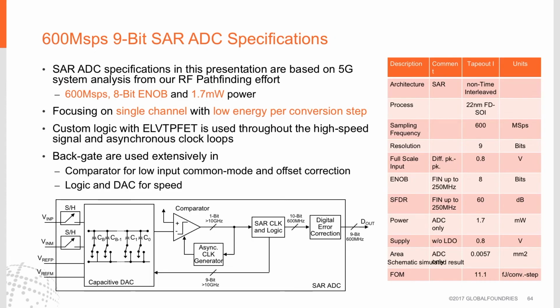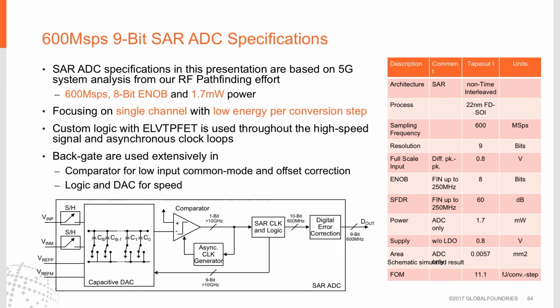This is an overall view of the SAR ADC that was mentioned earlier that ran at 600 megasamples per second. This is just a general topology. In this SAR, we used custom logic with EL-VTP FETs to get the high-speed throughput for signal and asynchronous clock loops. Again, when this SAR was run at the lower sampling rate and forward backgate biasing was removed, we suffered no degradation in power spectral density, but we did save a significant amount of power.